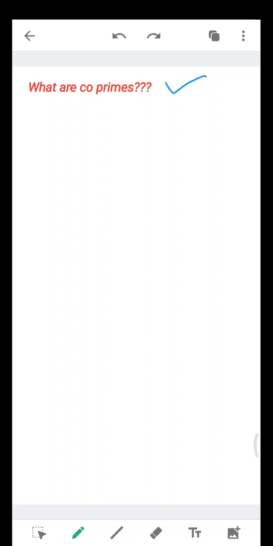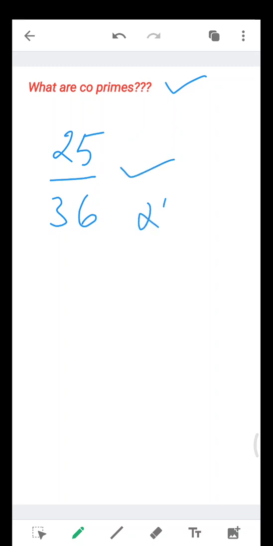Coprimes are numbers, they can be any number, not only primes, which have only one as a common factor. Like if I take an example, say 25 and say 36. Are these two still divisible by any number? No. 25 and 36 we cannot divide further. This is the simplified form. So I can say 25 and 36 are coprimes.